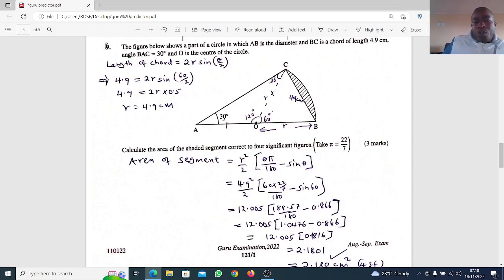But remember, we cannot use 30 degrees because it's not subtended at the center. So we need to find the area. That is why I've joined from C to the center, so that I get the angle subtended at the center. And you realize that from the center, because the whole thing is a diameter, AO is the radius, and therefore OC is also the radius. And if the two are radii, that means this side and this side are equal.